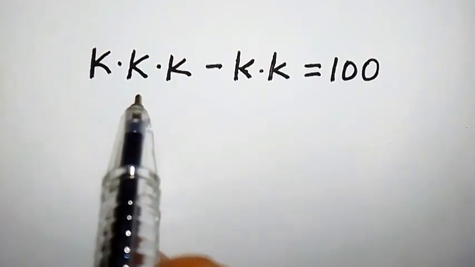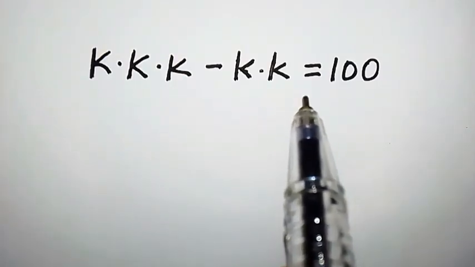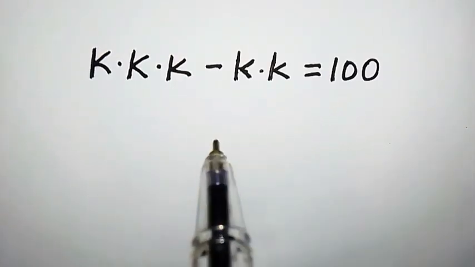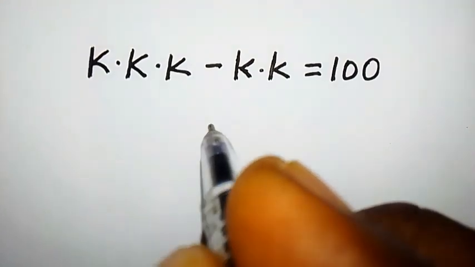Hello, k times k times k minus k times k equal to 100. How do we solve for k? Without further delay, let's begin.